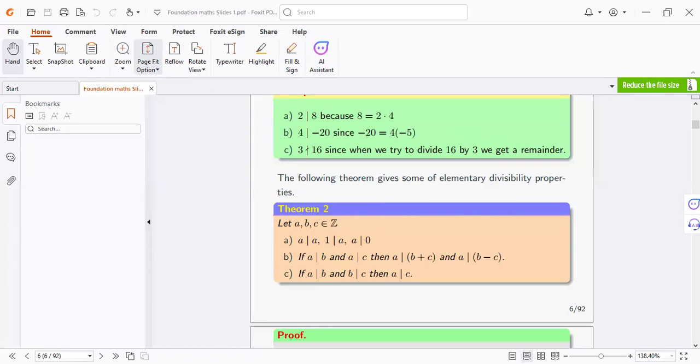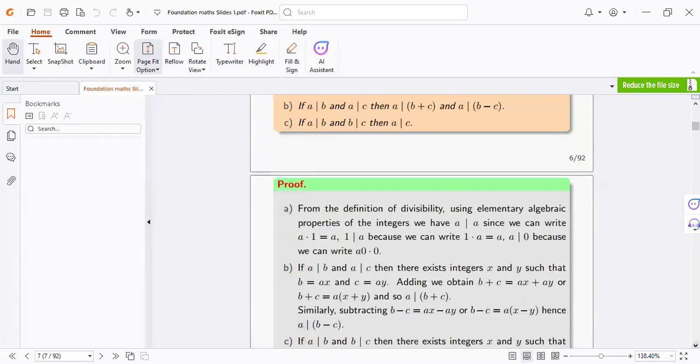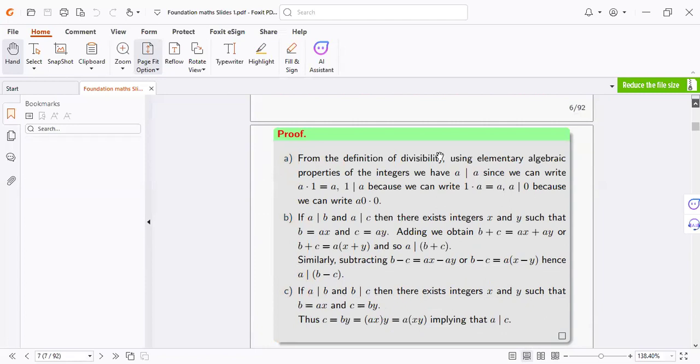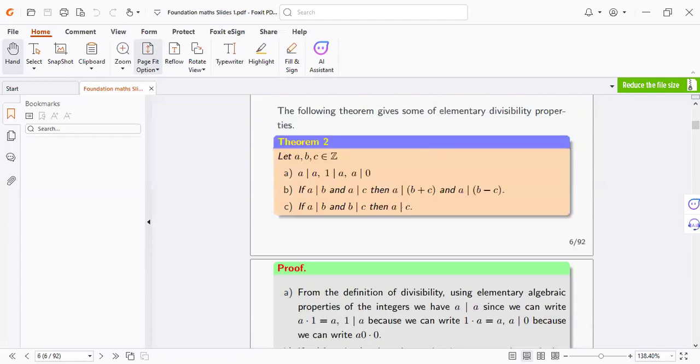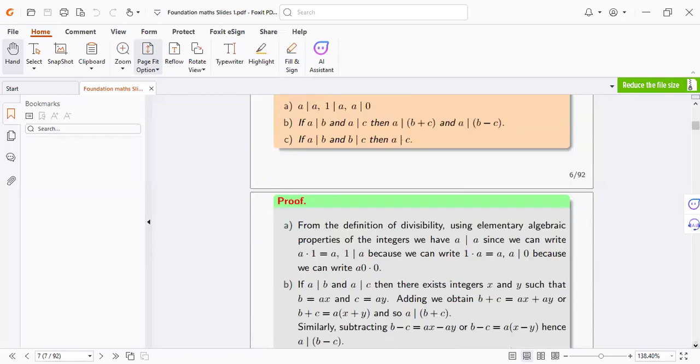I will prove this theorem, but I'll leave for you to look at it later. This is my proof. The first one was very easy. It was to show that A divides itself, and also to show that 1 divides A. 1 can divide any number. That's what it means. And also 0 can be divided by any number. That's what this last part means.